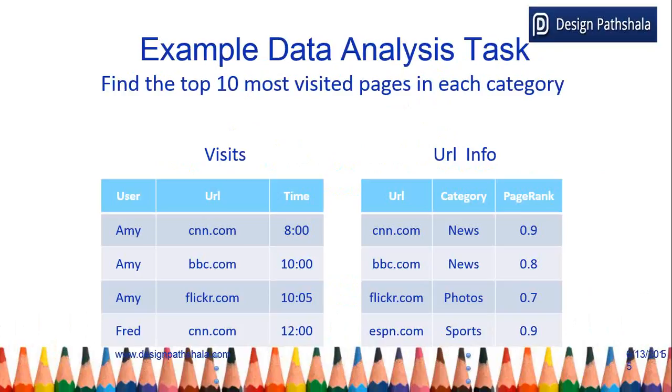That could just contain the user ID, the URL which the user visited, and what time he visited. The second file is the URL file. That is metadata about the URL, so the URL and the category to which the URL belongs.